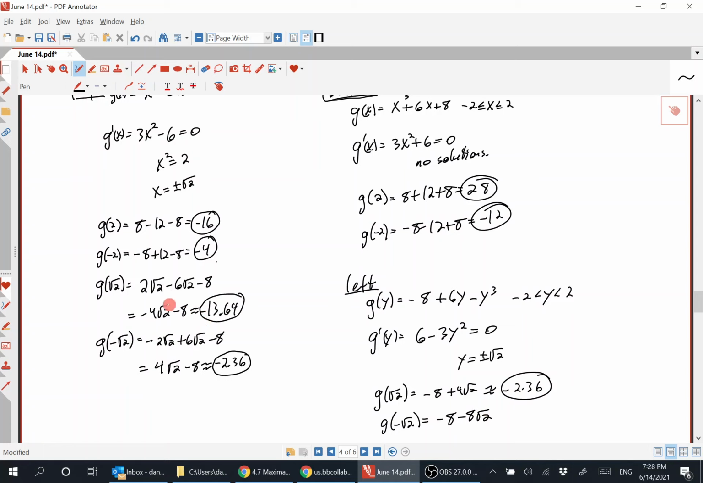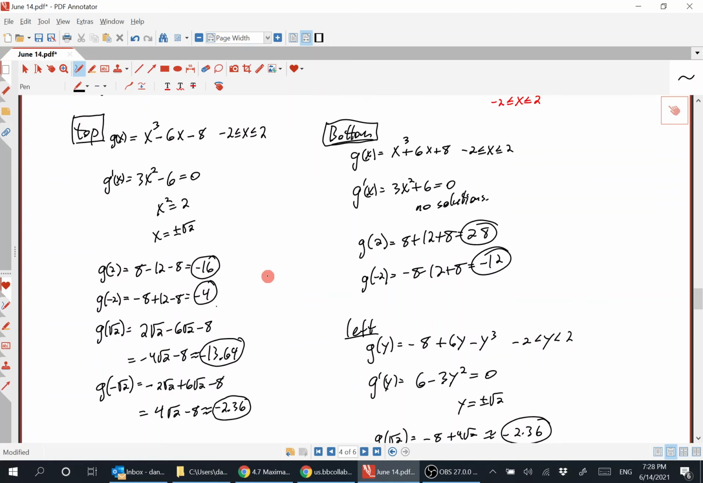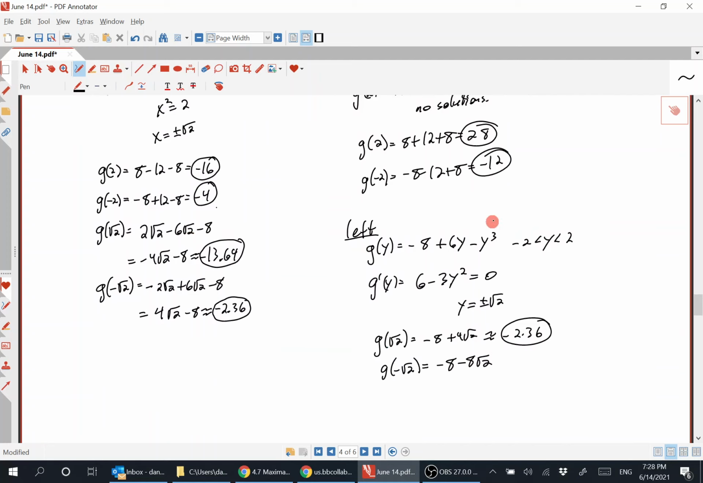Oh, minus 8 root 2. Did I have that wrong this time? No. X to the third minus 8. So that was positive here. So that's 2 root 2 minus 6 root 2. Also, this is the minimum here. 1.41 times 8 plus 8. So, yeah, minus 19.28.